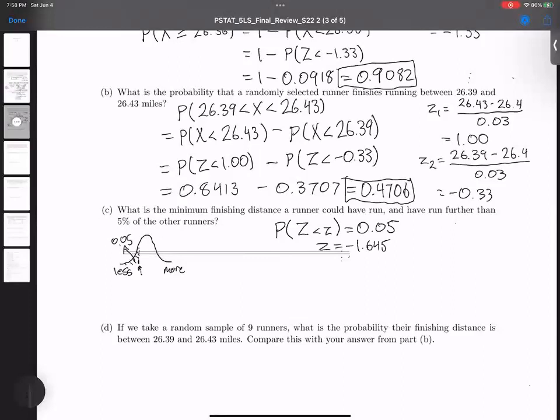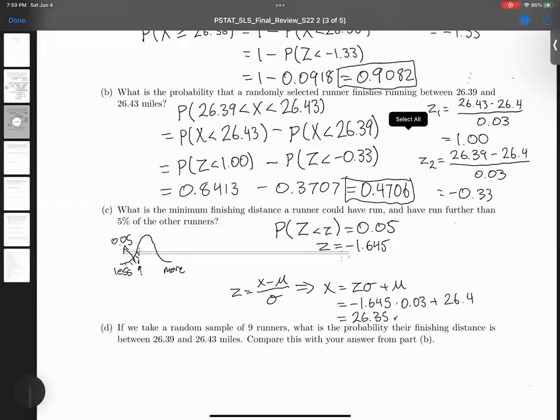Now, what we need to do is convert this back to a distance. So z is equal to x minus mu over sigma, which means that x is equal to z sigma plus mu, which is equal to negative 1.645 times 0.03 plus 26.4. And if you do the calculations here, this is 26.35 miles.